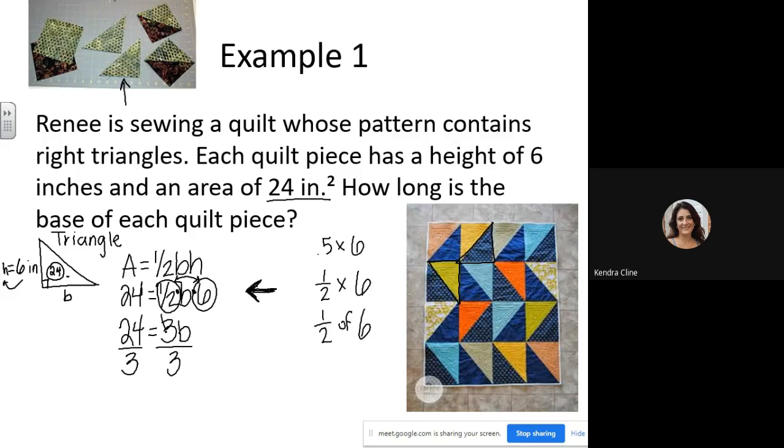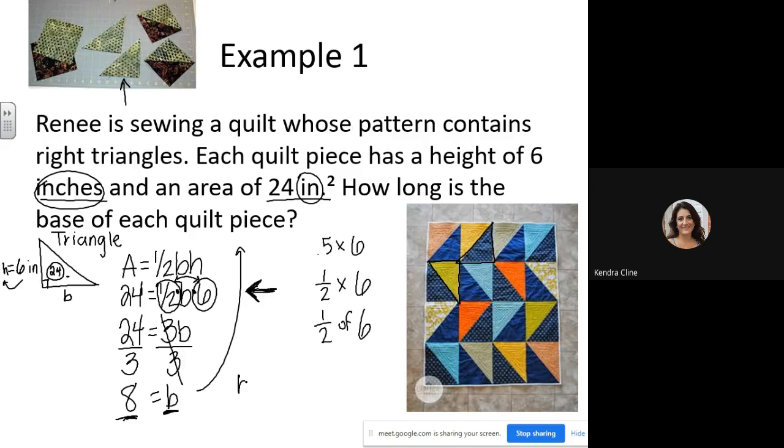So if I have 3 B's and I divide them by 3, that cancels each other out and gives me 1 B, which I show with just 1 B. And 24 divided by 3 is 8. So B is 8. So going back, we need to go back into the problem and figure out what 8 is representing. The question says, how long is the base of each quilt piece? The base is 8. Now, what are we measuring things in here? If you go back and look after the number, we're using inches. So 8 inches. So my final answer, since this is a word problem, we need to include a word.